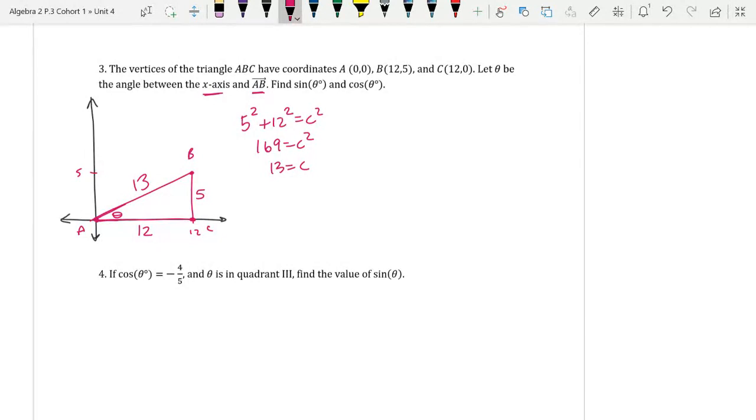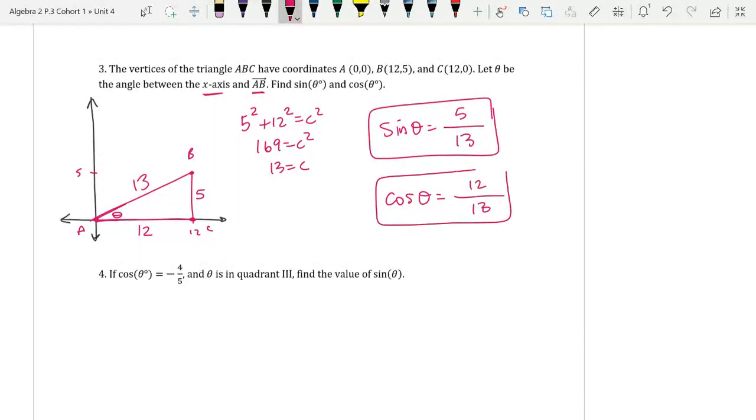So we now know that the sine of theta is the opposite of theta, which is 5, over the hypotenuse, which is 13. The cosine of theta is going to be the adjacent side of theta, 12, over the hypotenuse of the triangle, 13.